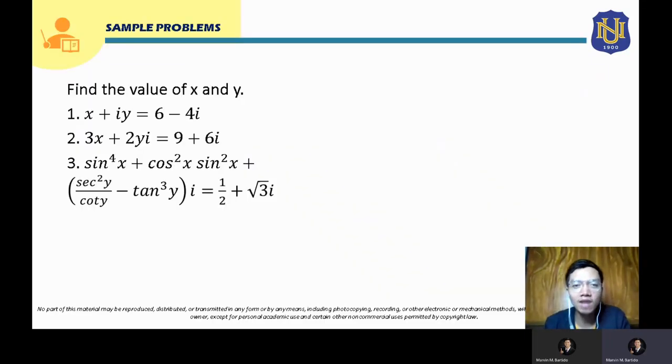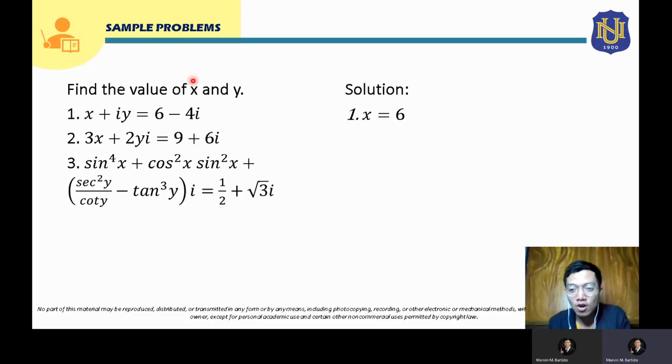We have to find the value of x and y. For number 1, x plus iy is equal to 6 minus 4i. Solving this using the concept of equality of complex numbers, we have a complex number at the left and a complex number at the right. So we can apply equality of complex numbers. The real part at the left side, which is x, will just be equal to the real part at the right side of the equation. So that will just be x equal to 6.